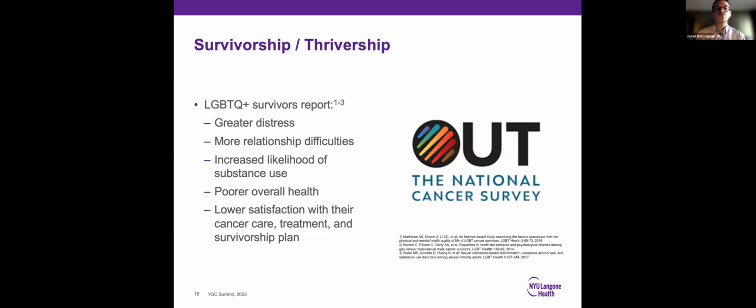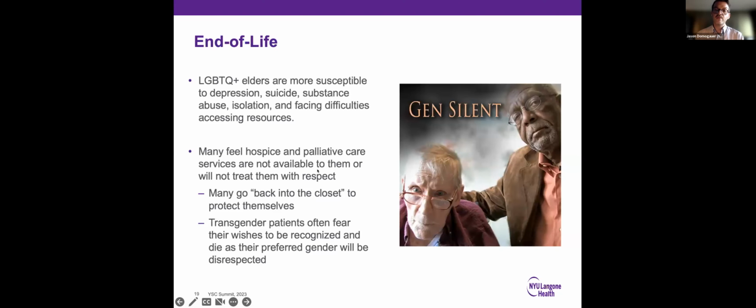So it just tells us there are ongoing issues and trauma that we need to continue to do a better job of identifying and supporting our patients through. And then end of life care. We do know we're all guaranteed two things: we're all guaranteed that we're born, and we're all guaranteed that we're going to die. And so that transition is important for us to acknowledge, and also to be aware that there are additional disparities that impact LGBTQ plus individuals. LGBTQ plus elders are more susceptible to depression, suicide, substance abuse, isolation, and facing difficulties accessing resources. And this is across the board, not just within cancer.